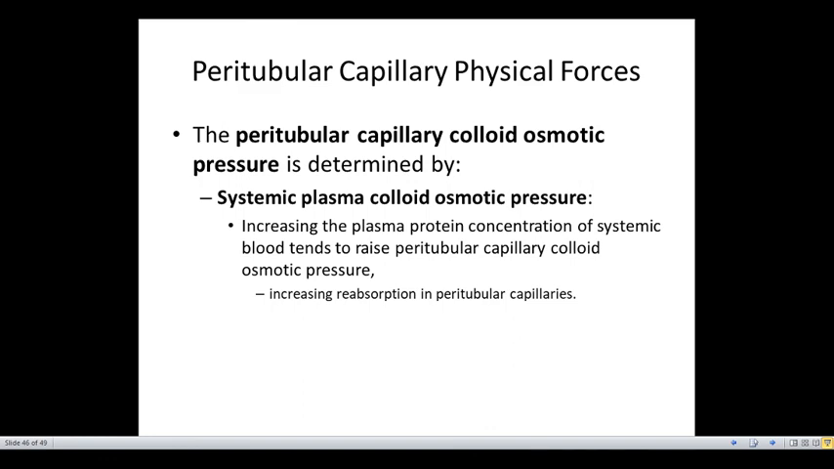The other determinant, the peritubular capillary colloid osmotic pressure, itself is determined by two factors. Number one, systemic plasma colloid osmotic pressure. Increasing the plasma protein concentration of the systemic blood tends to raise the peritubular capillary colloid osmotic pressure and therefore increases the reabsorption in the peritubular capillaries.